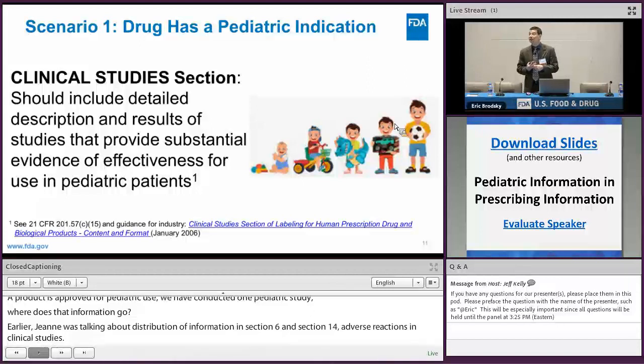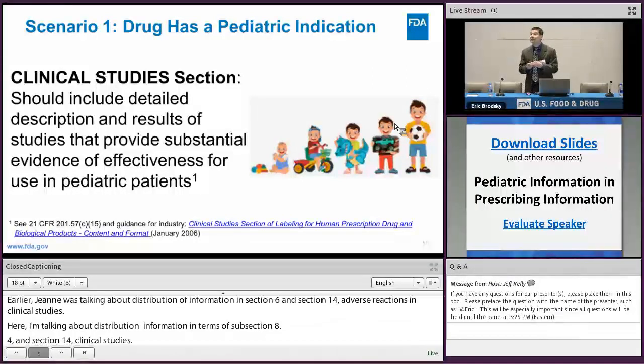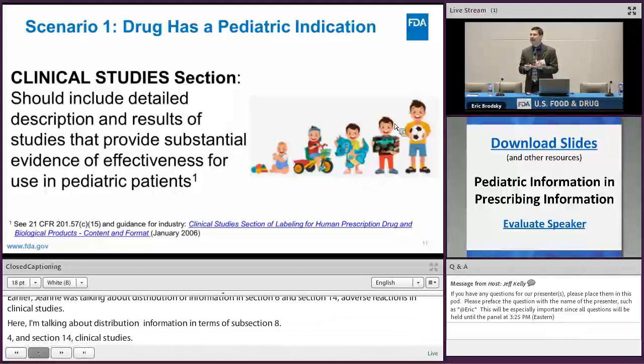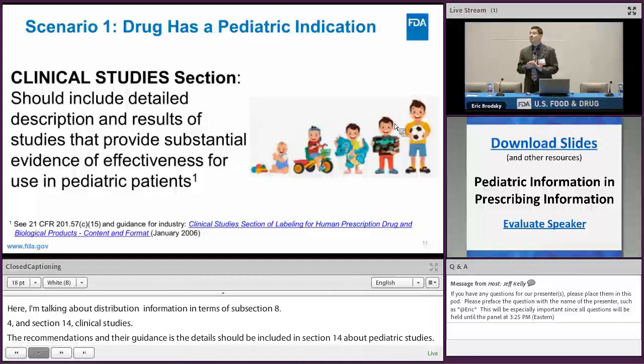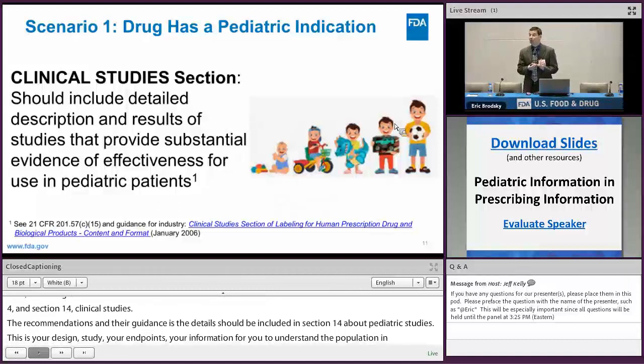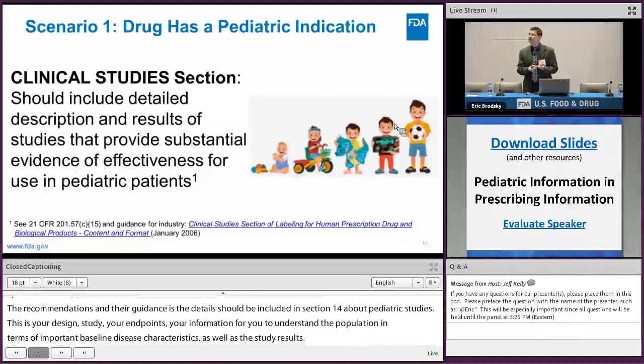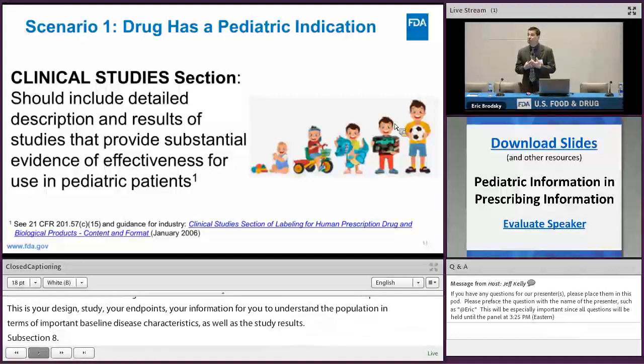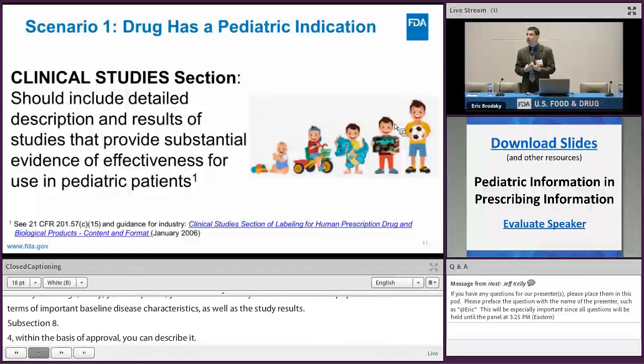So the recommendation in the guidance is that the details about pediatric studies should be included in Section 14. So this is your design of your study, your endpoints, information for you to understand the population in terms of important baseline disease characteristics, as well as the study results. Now, in subsection 8.4, within the basis of approval, you could summarize information, potentially study designs. But the details of a pediatric study should be in Section 14.